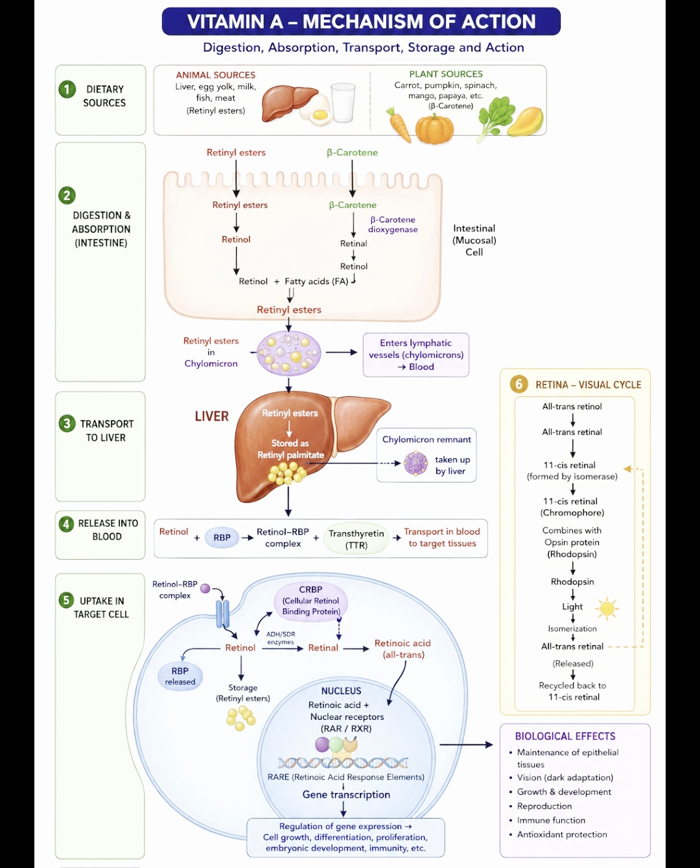Next is absorption and transport. So food of animal origin contains vitamin A as retinol esters, while plant foods, fruits and vegetables contain beta carotene. Retinol esters are hydrolyzed to retinol and free fatty acids by pancreatic retinyl ester hydrolase. After absorption, free retinol is re-esterified with long chain fatty acids within the mucosal cell. Retinyl esters are then incorporated into chylomicrons and passed via the lymphatics to the liver where they are stored.